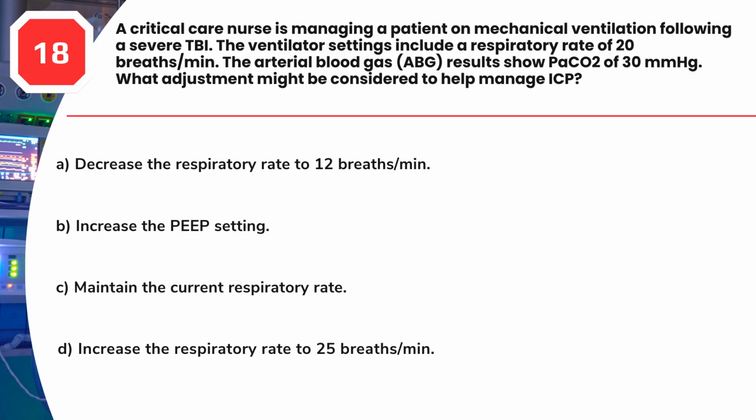Question 18. A critical care nurse is managing a patient on mechanical ventilation following a severe TBI. The ventilator settings include a respiratory rate of 20 breaths/min. The arterial blood gas, ABG, results show PaCO2 of 30 mm of mercury. What adjustment might be considered to help manage ICP? A. Decrease the respiratory rate to 12 breaths/min. B. Increase the PEEP setting. C. Maintain the current respiratory rate. D. Increase the respiratory rate to 25 breaths/min.